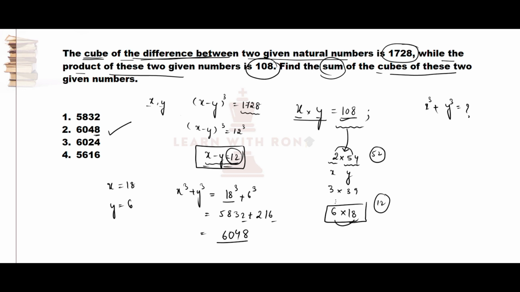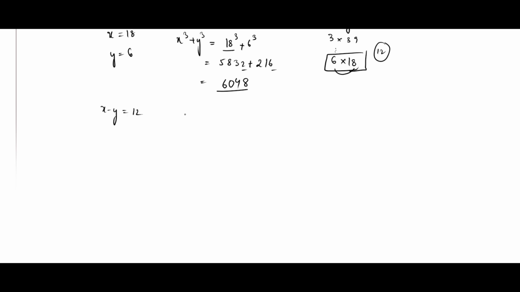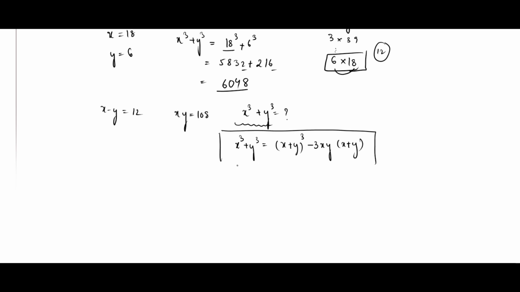See the normal method now. So what do we have here? x minus y value 12 and we have xy value 108. We need to find x cube plus y cube, right? So how can we find x cube plus y cube? We have the formula x cube plus y cube equals x plus y whole cube minus 3 times xy with x plus y. So, for finding x cube plus y cube, we need the value of x plus y, right? How can we find x plus y? By using these two values.